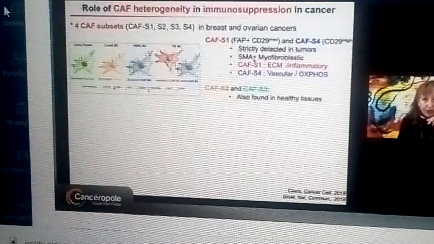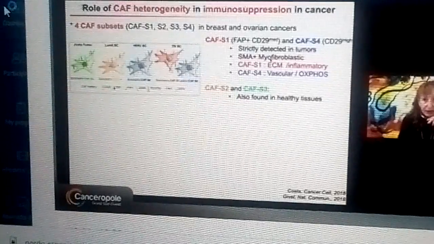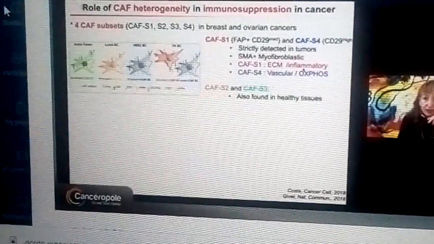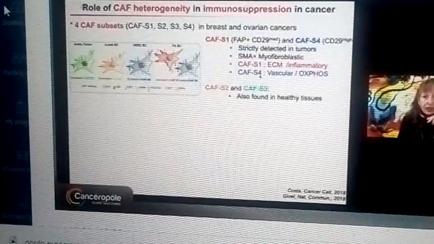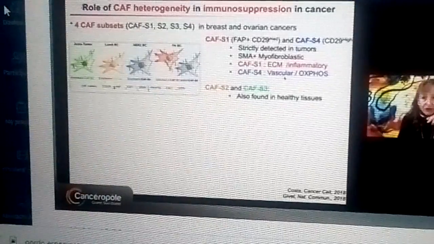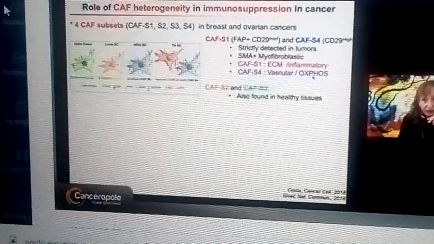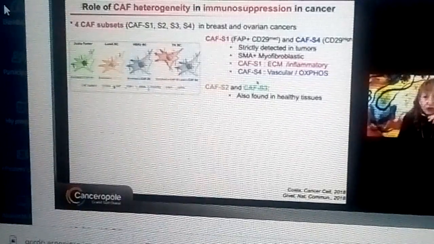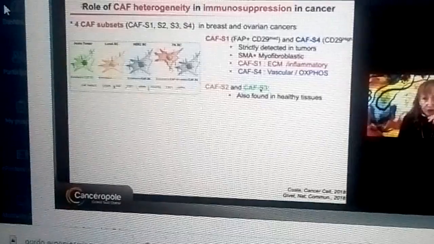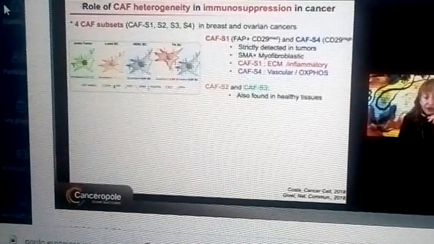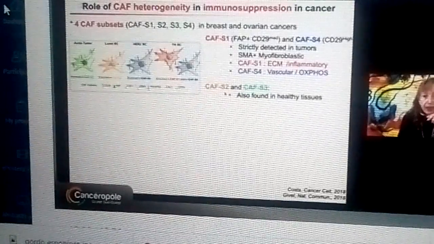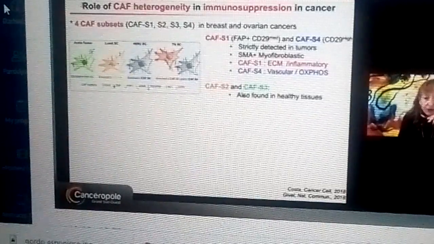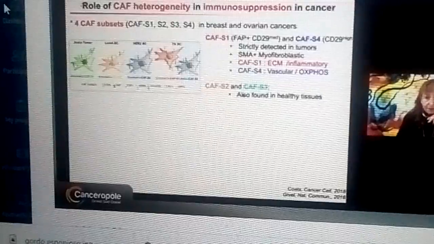They are both SMA positive myofibroblastic cells. CAFS1 are more characterized by extracellular matrix and inflammatory signaling, and CAFS4 are more associated with vascular signature and oxidative metabolism and respiration metabolism. In contrast, the CAFS2 and CAFS3, which are found in tumors as well and can be defined as CAF, are also found in healthy tissues and are more reminiscent of resident normal fibroblasts.